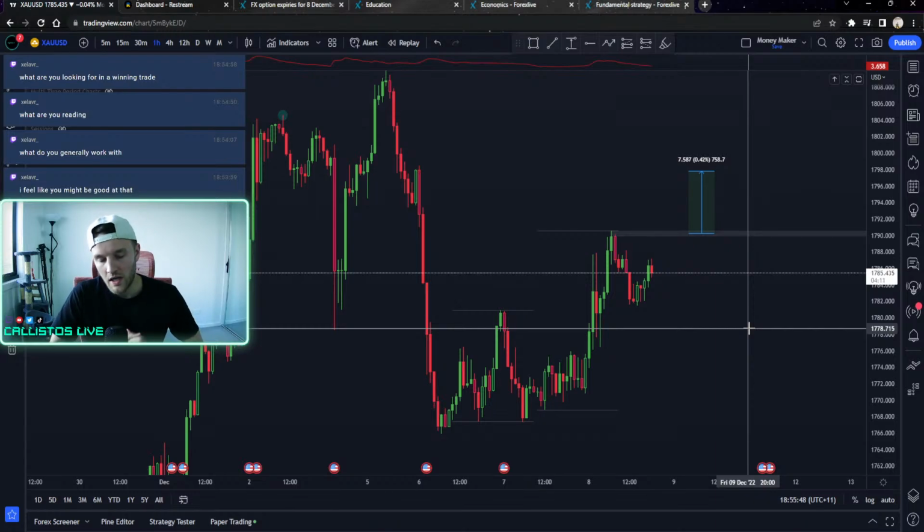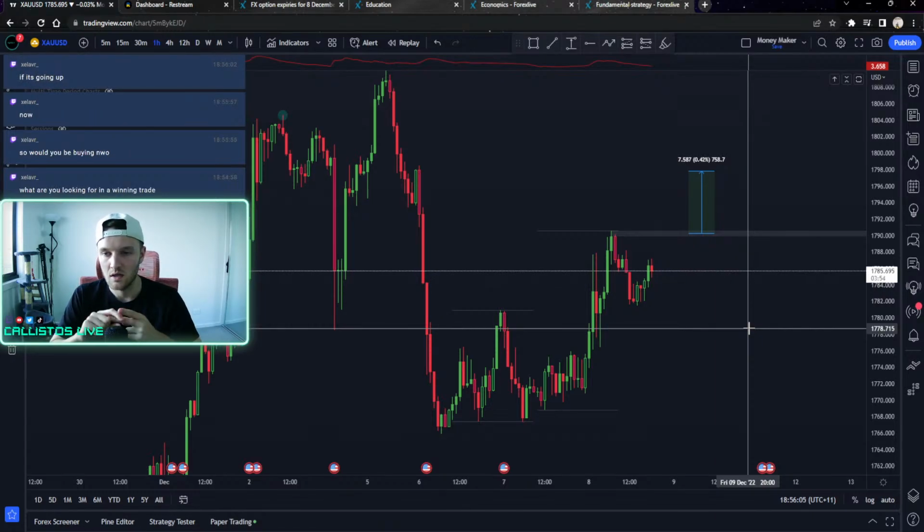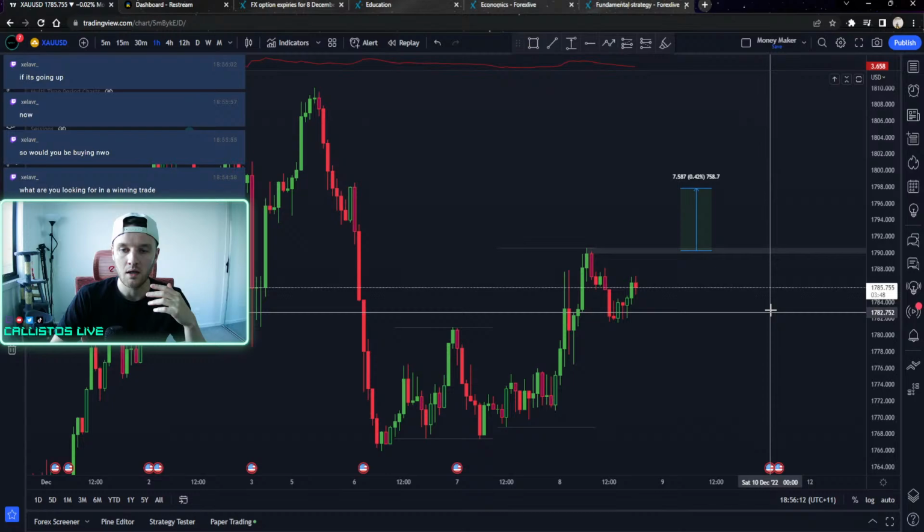So you've got structure, trend, price action, volume, trading during the right times. For example, now the London session is open. There are three sessions, but the two major sessions are the London session and the New York session. I trade between those two sessions because they have the highest volume. If it's going up, I'll be looking to buy gold, right?